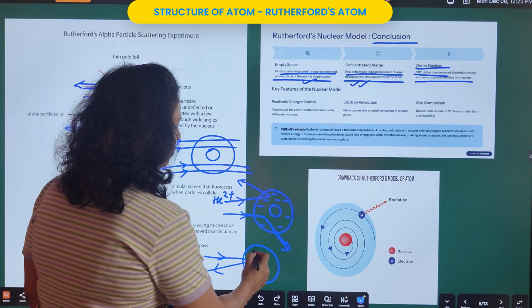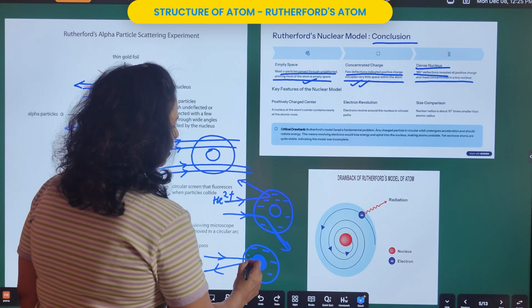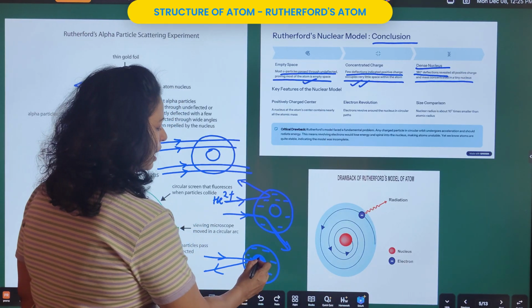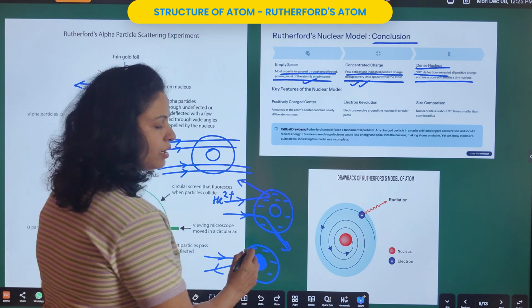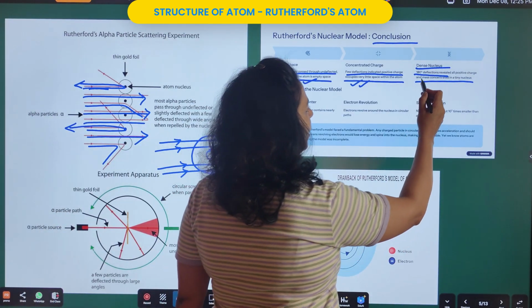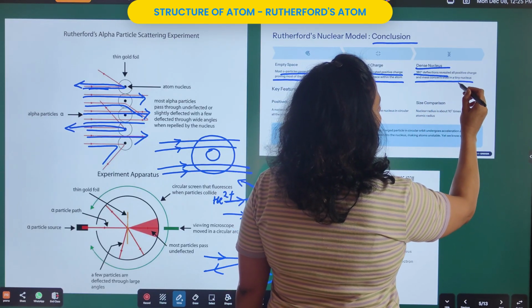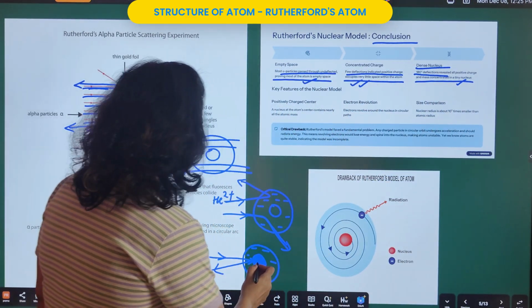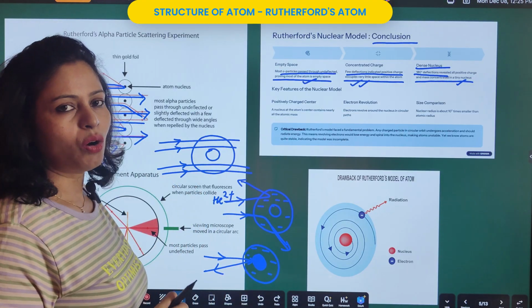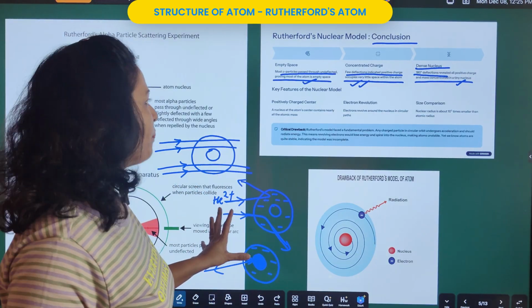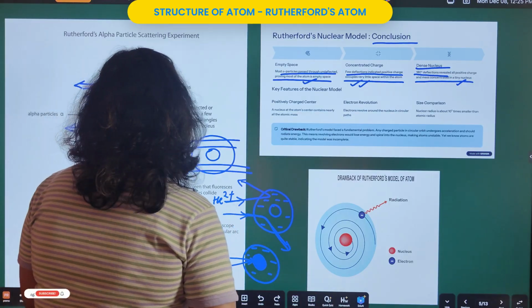So the rest of the part, if you see, electrons are here, and most of the atom is empty, and the main positive part is actually in the nucleus. So he said that the 180-degree deflection revealed all positive charge and mass concentrated in a tiny nucleus. So the nucleus is a very small part of the whole atom. Okay, so what were the key features?